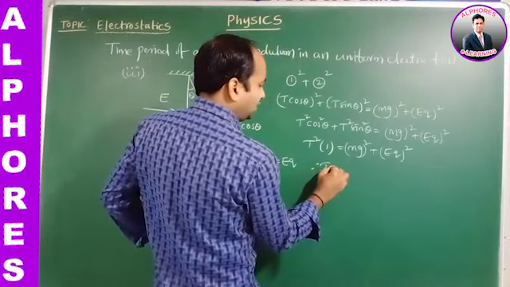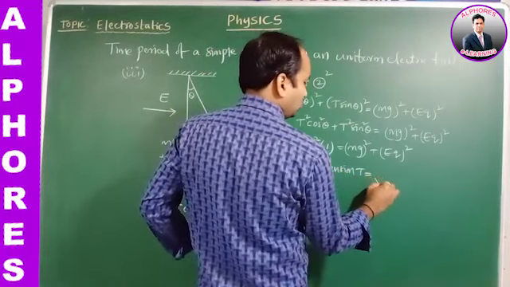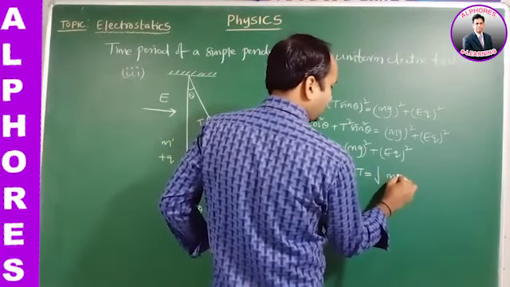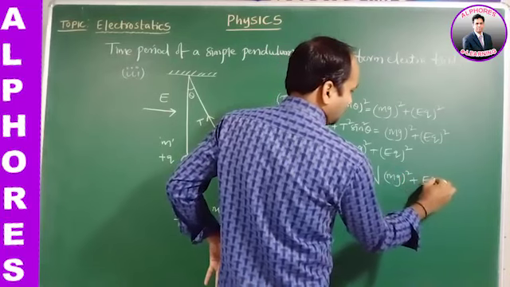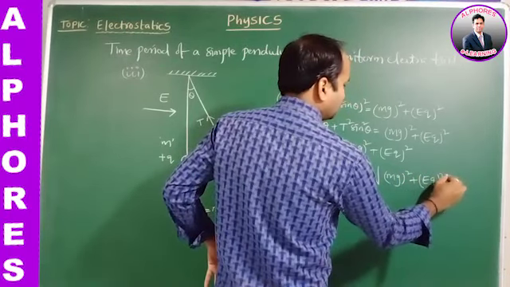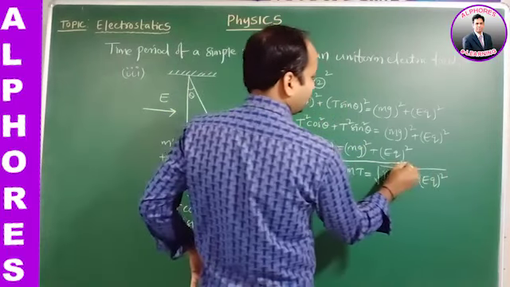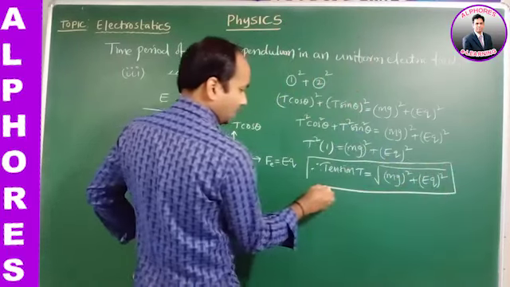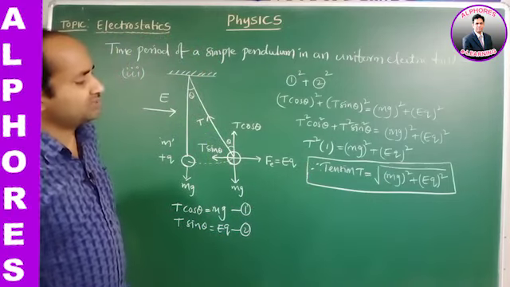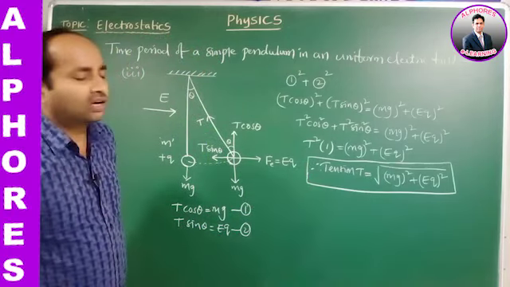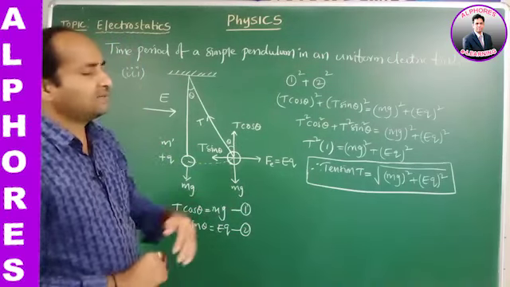Therefore, the tension in the string, T, is equal to the square root of mg squared plus Eq squared. This is the tension in the string. The tension in the string, capital T, is equal to the square root of mg squared plus Eq squared. Okay, this is about the tension.